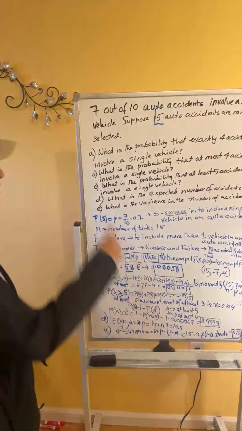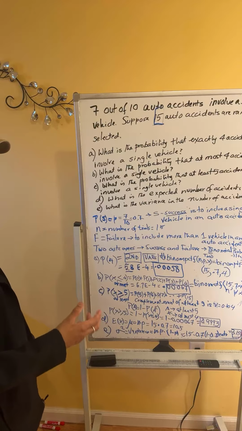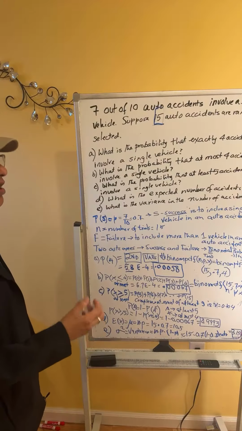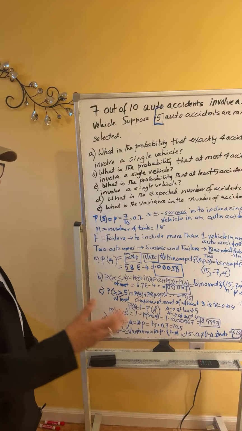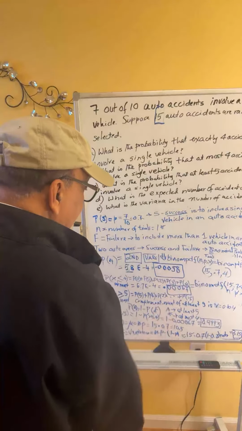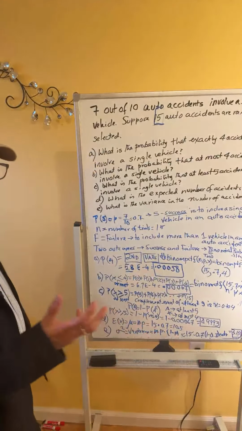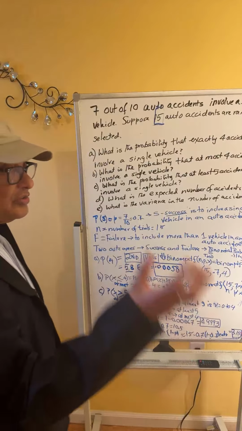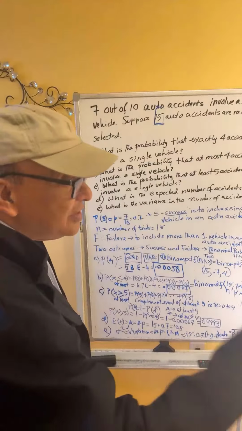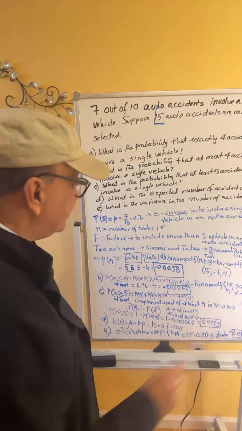Okay, then they asked us to find the expected number. Expected number is the same as the mean of a binomial distribution, which is n times p. So 15 times 0.7 is 10.5. That's your mean. What does it mean? On the average, out of 15 accidents, 10.5 accidents will involve one single vehicle.